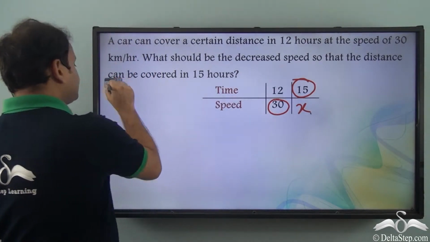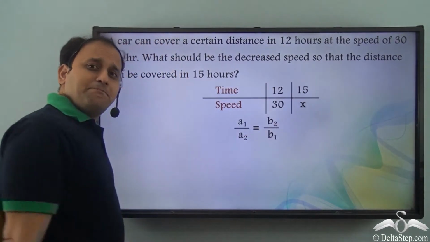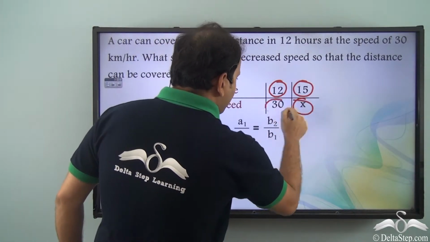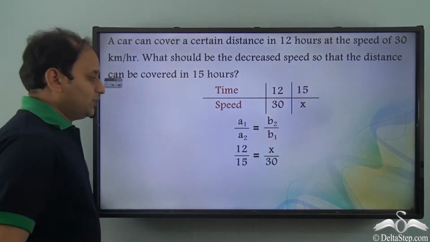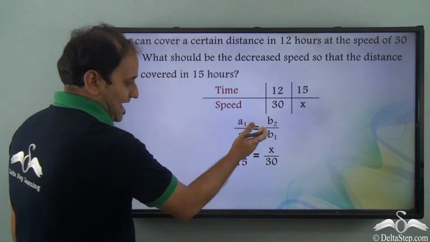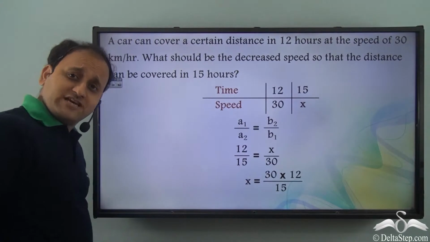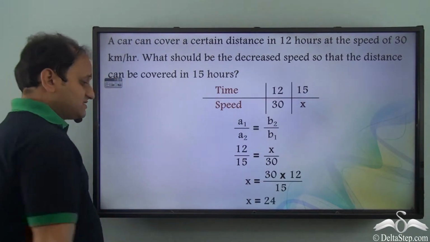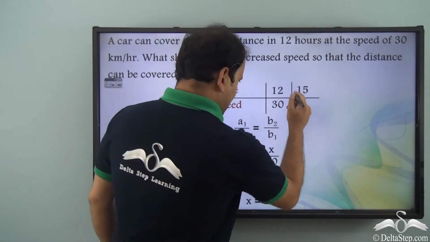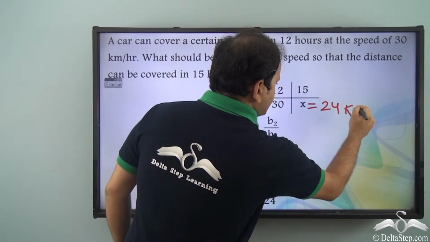What does it say? It says that A1 by A2 is equal to B2 by B1. So 12 by 15 is equal to x by 30. So x will be 30 into 12 by 15. Now solving this, we get x is equal to 24. So speed will have to be 24 kilometers per hour.